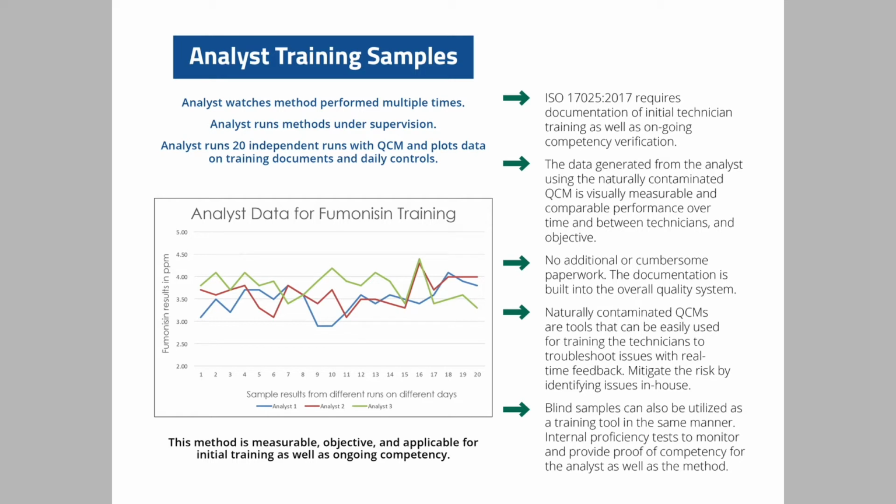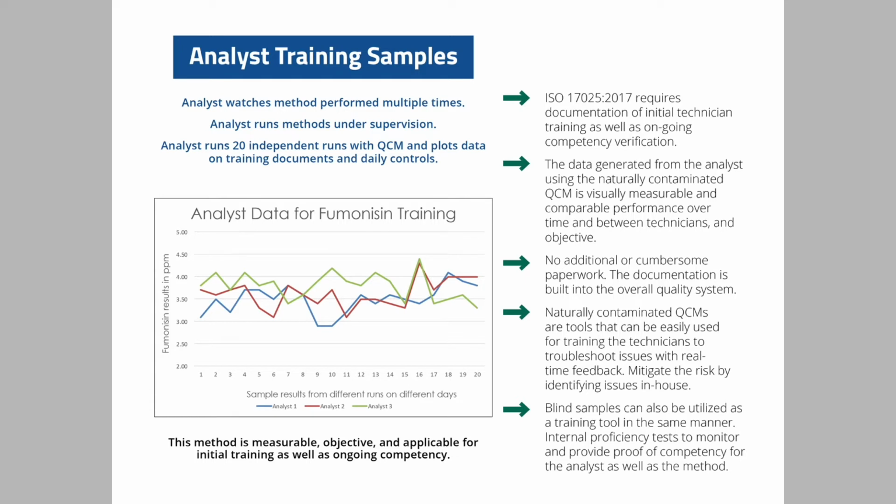Another use of quality control materials is for analyst training. Part of the ISO 17025:2017 standard requires documentation of initial technician training as well as ongoing competency verification. Using quality control materials that are already being used in the lab is a great way to do training without any additional paperwork or documentation. The chart that you see on this slide shows 3 different analysts that have been trained with the same material over the course of 20 different analytical runs.